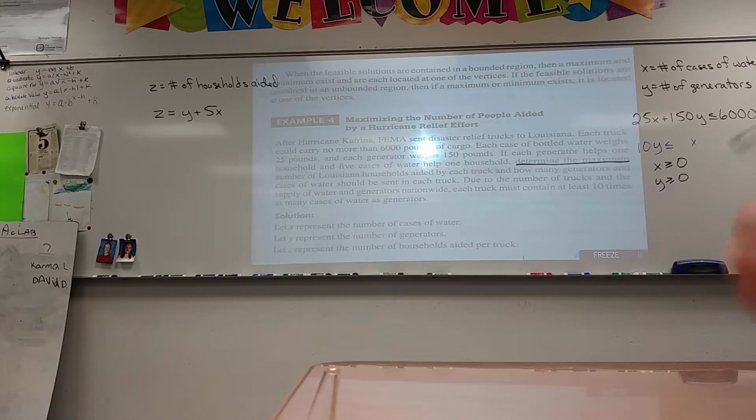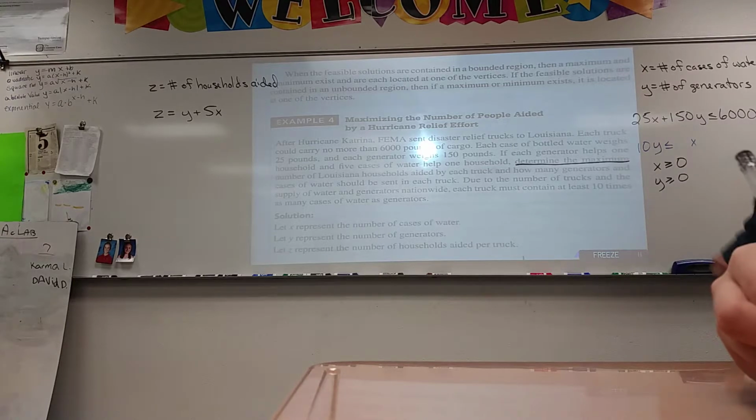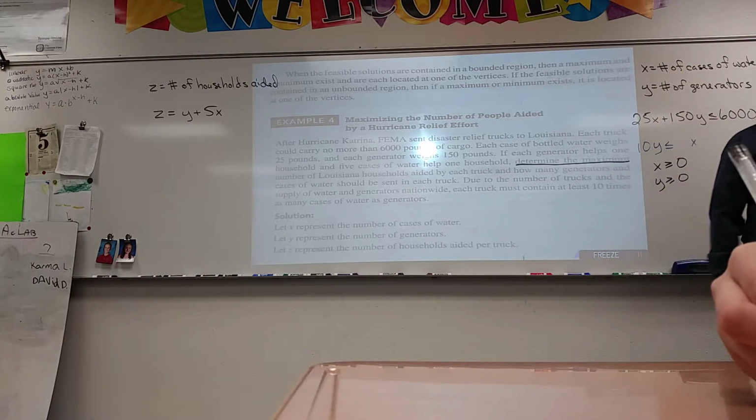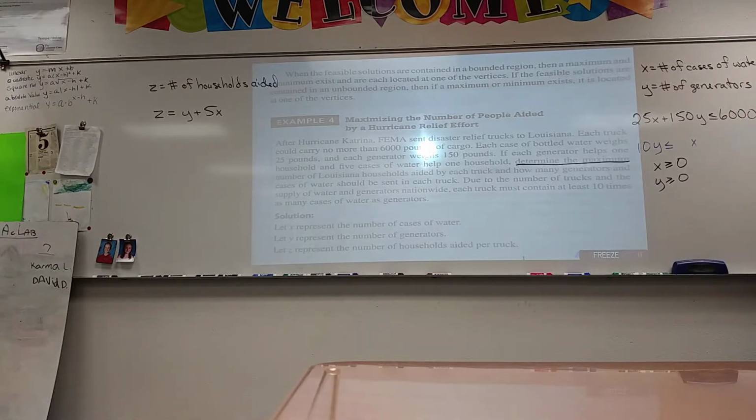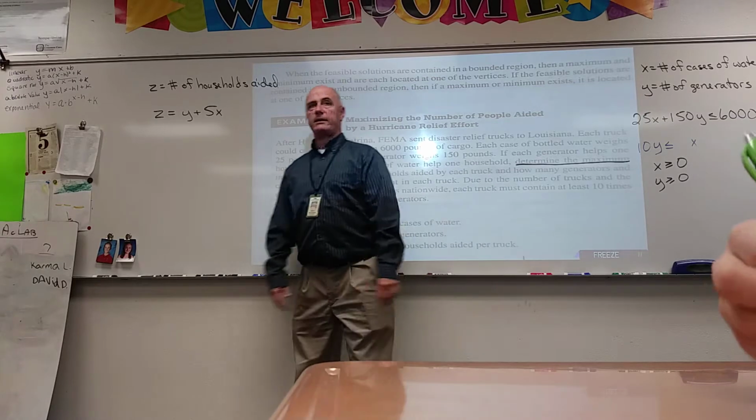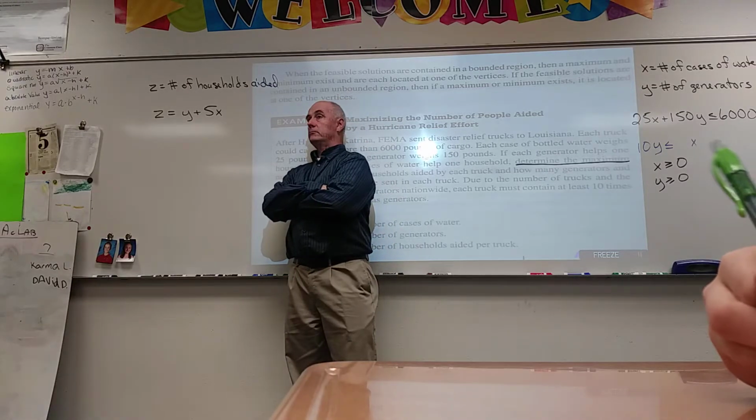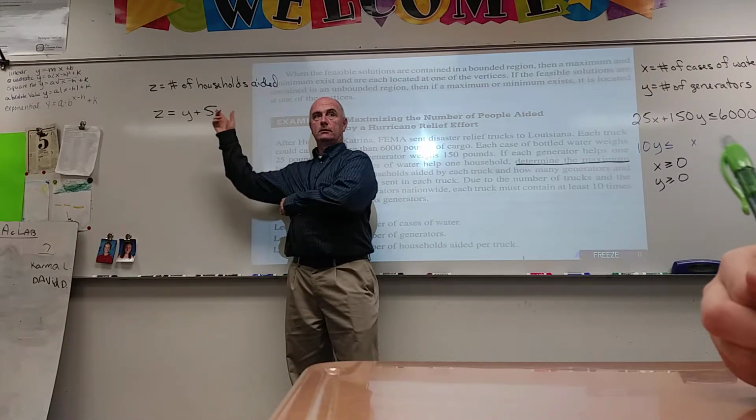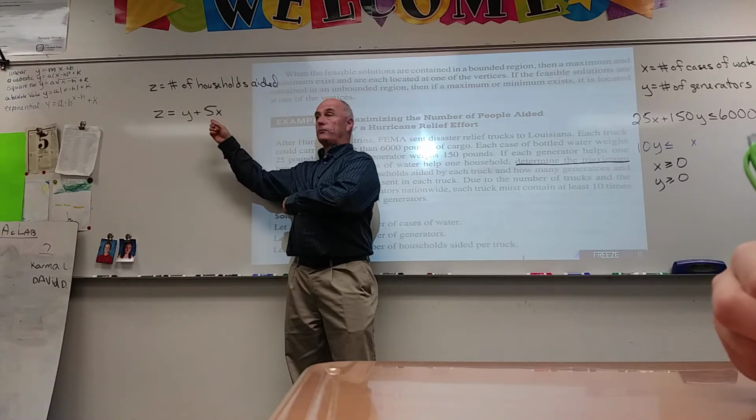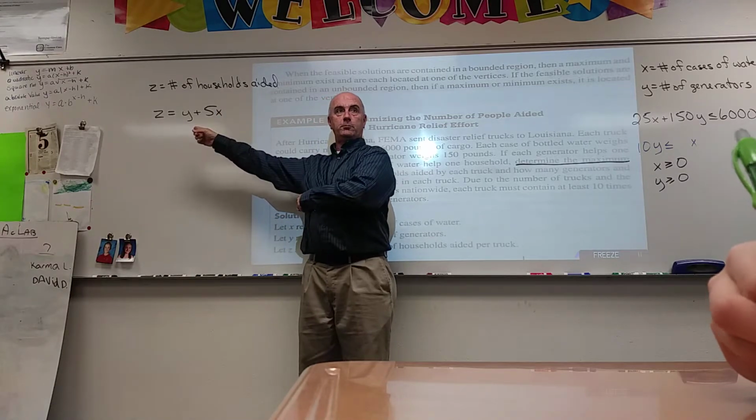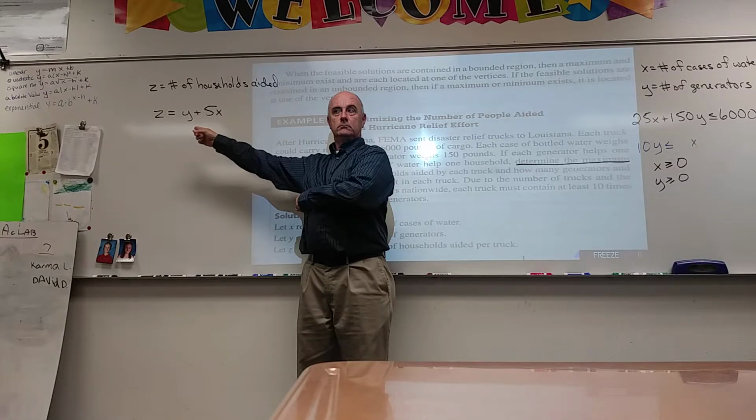Let me ask you this. If you have 20 cases of water, how many households are you helping? 4, right? But according to our objective function, the way it's written right now, if we have 20 cases of water, how many households are we helping? 5. So, 100, right? 5 times 20.